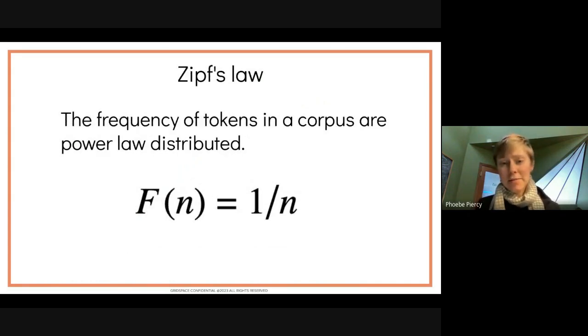We also have this law, Zipf's law. So this is that the frequency of tokens in a corpus is power law distributed, 1 over n. This is basically saying that if you have the nth most common word in your corpus, it is going to occur 1 over n as many times as the most common word.